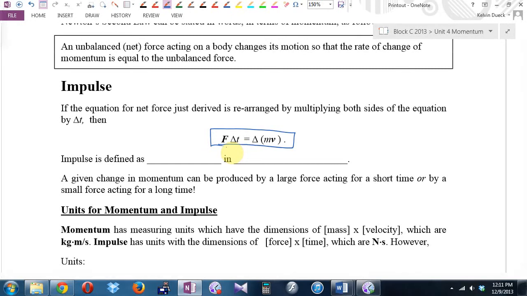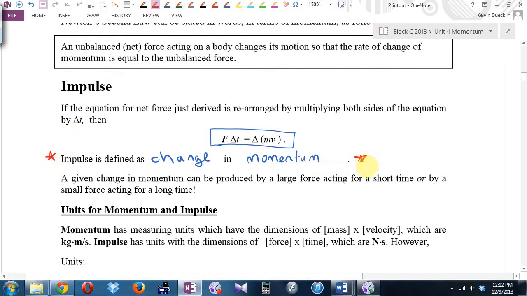This is the impulse equation, where impulse is defined as... who remembers what impulse is from last year? You're right. Loudly. When I say you're right and you still whisper, trust me, you're right. Impulse is defined as... you know what? Put a star, whatever.